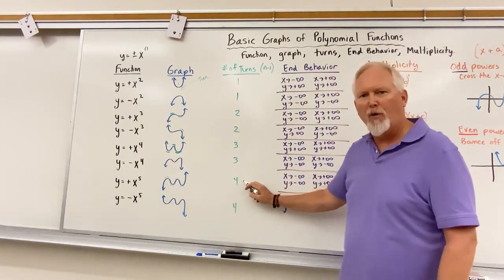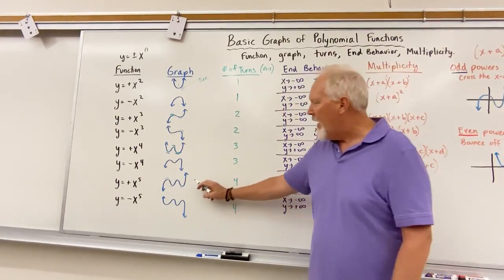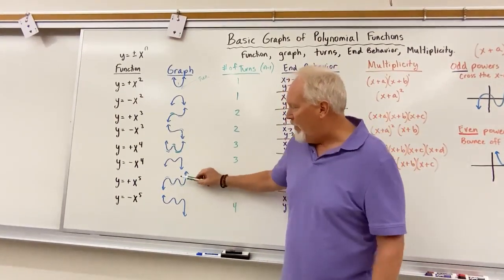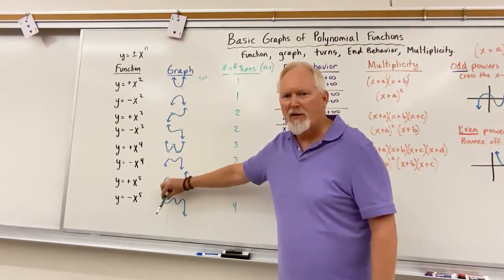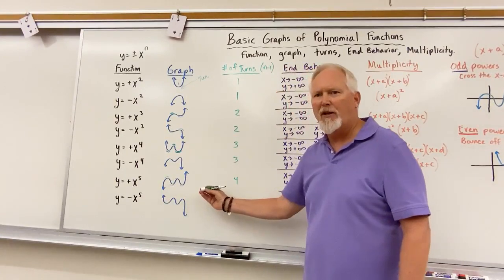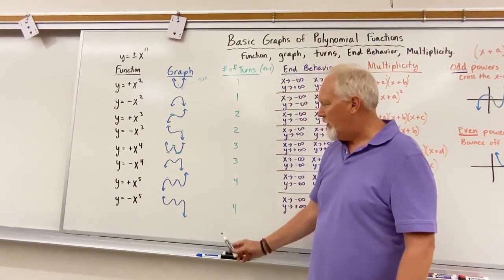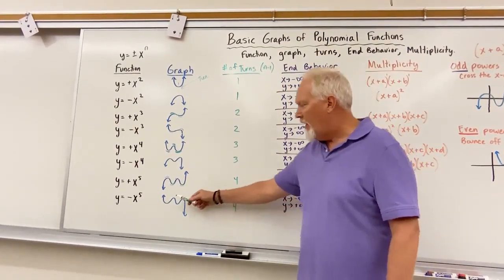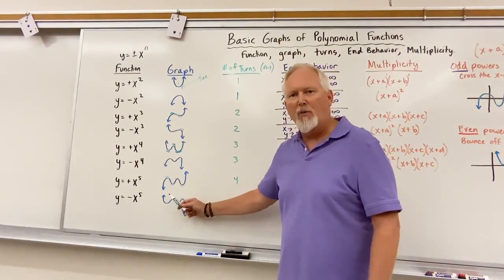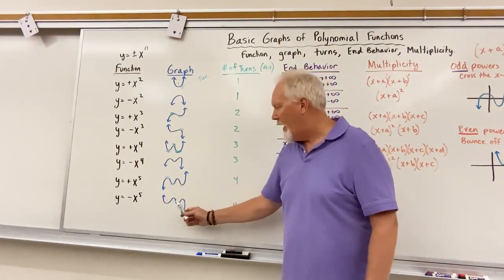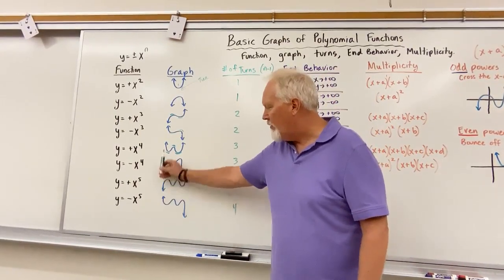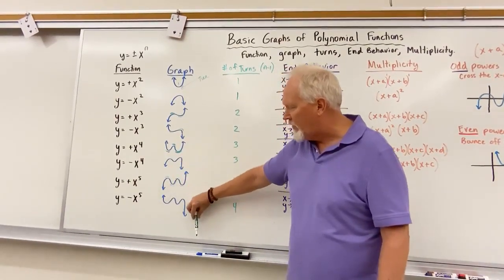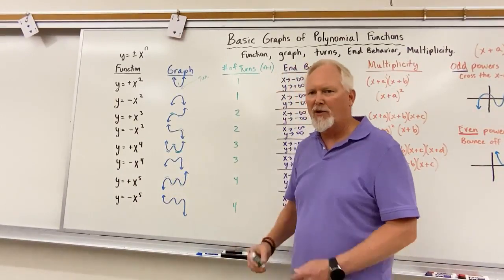So hence we have 4 turns. And if we go out to negative infinity, then the y values decrease. As we go to positive infinity, the y values increase. And just the opposite of that, when we have a negative x to the fifth, as we go to negative infinity, the y values increase, and as we go to positive infinity, the y values decrease.